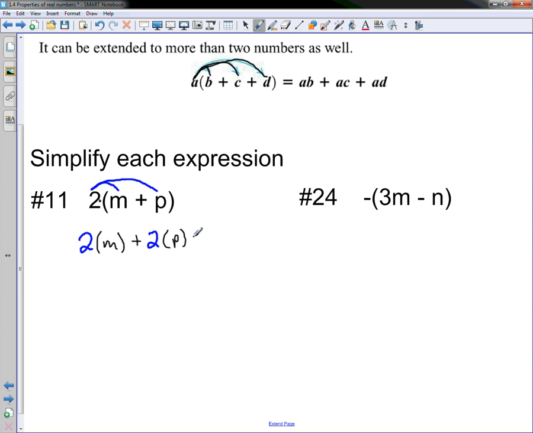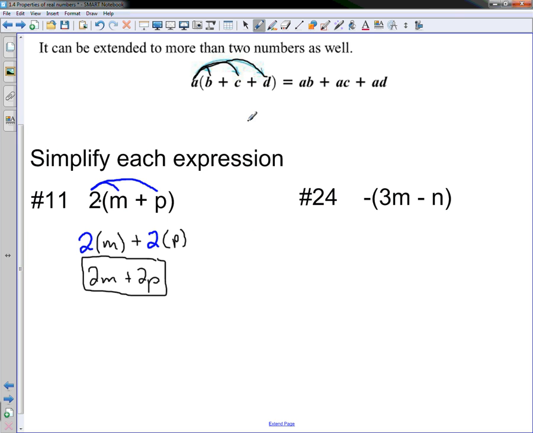So we've taken the 2 and distributed it into the parentheses. Now we can go ahead and actually multiply these to give us 2m plus 2p. So these are, again, not like terms because we have an m and a p, so we can't go any further. We've just distributed the 2 inside.